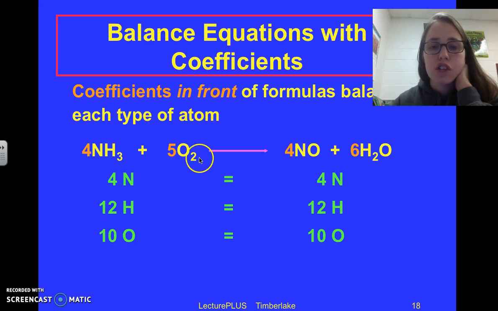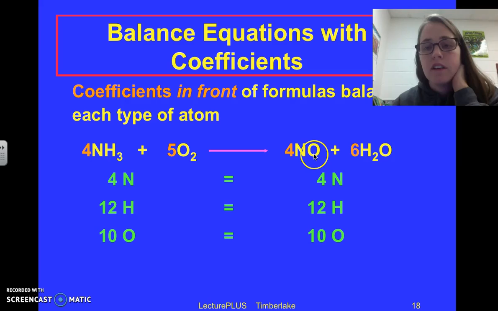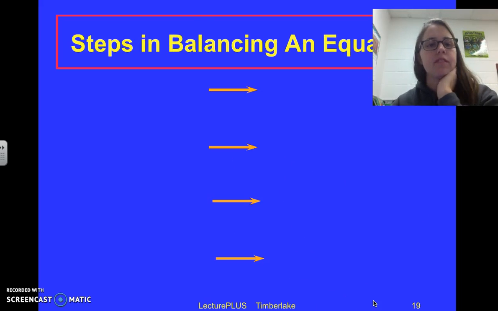Now there are 10 oxygens, so this molecule, O2, has 2 oxygens, and we have 5 of those molecules, so 5 times 2 is 10. On this side, we have 4 molecules of oxygen in this compound, and in this one we have 1 times 6, so 6 molecules of oxygen in this compound. 6 plus 4 equals 10, so we have 10 total oxygens on this side. And so that is a balanced formula because what's in on this side comes out on this side, the exact same.